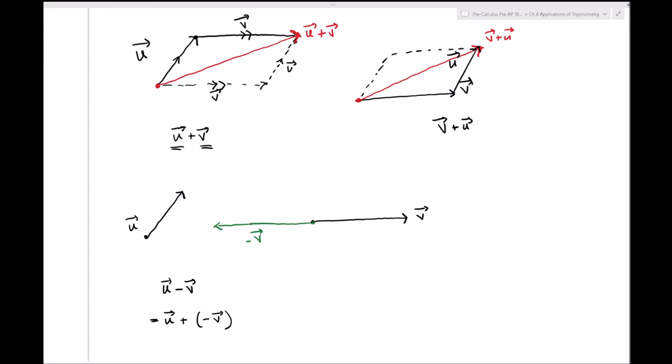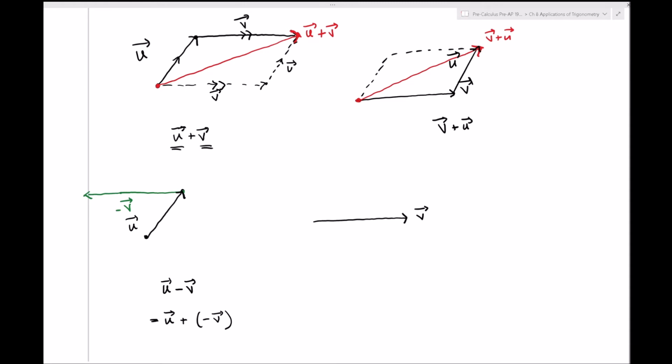Now we think of subtraction between those two vectors, U and V, as the addition of U and negative V. So all I got to do is add U and negative V together. So I'm going to add these two. And the way you add them is by placing the initial on the terminal of the first. So the initial of the second on the terminal of the first.